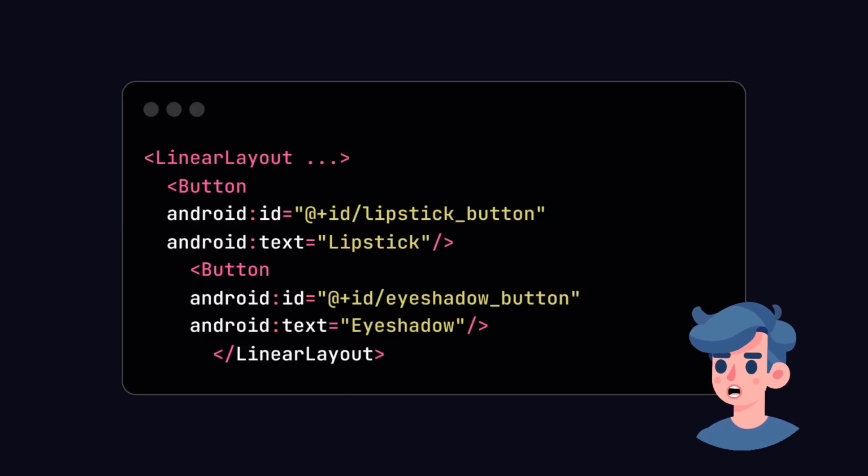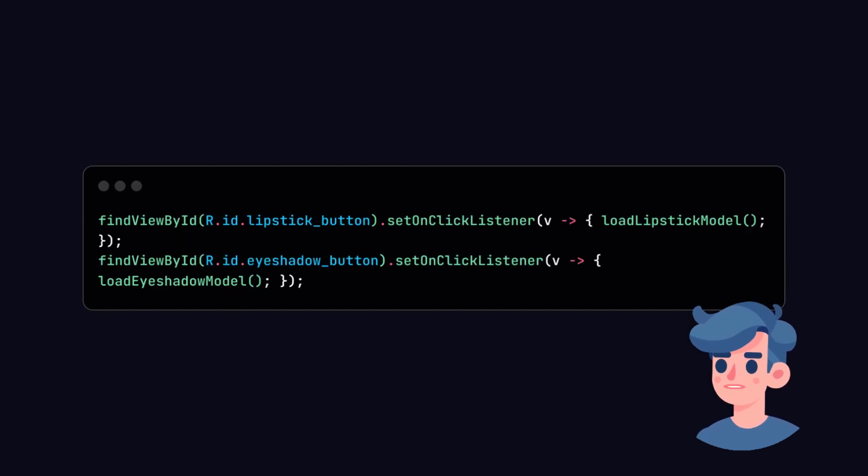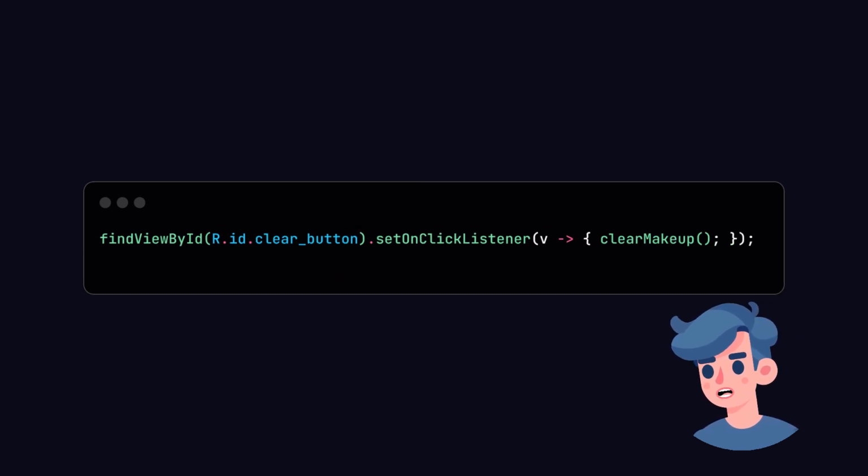Now, let's refine our app by adding a UI for users to select different makeup options. In your res/layout folder, create a new layout to display makeup options. With our buttons set up in the layout, let's assign click listeners to load different makeup models based on user selections. Finally, let's add functionality to clear the makeup by implementing a clear button.